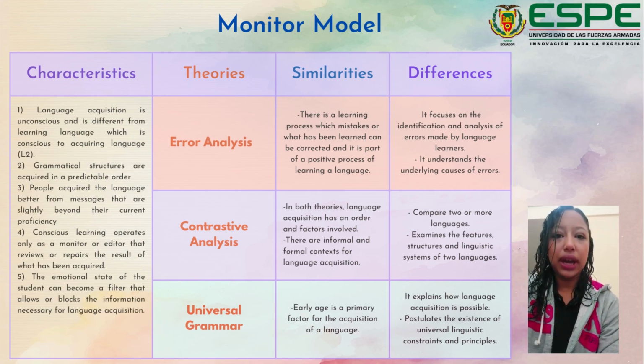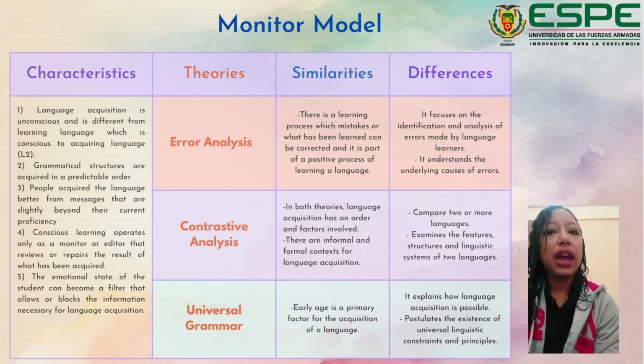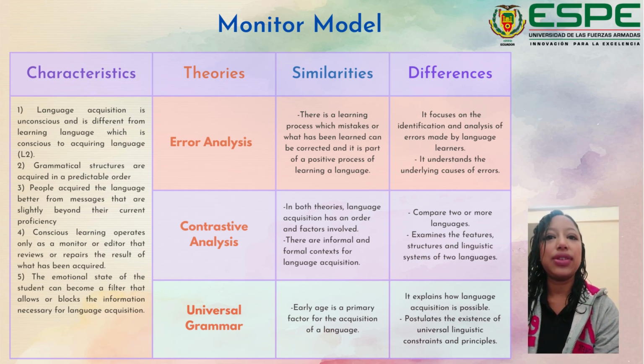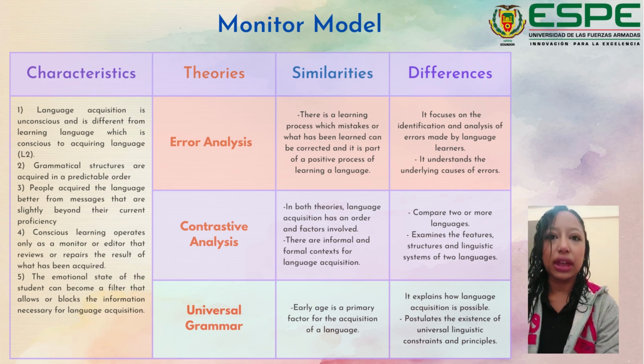On the other hand, we have the differences. Error analysis focuses on the identification and analysis of errors made by language learners, and on understanding the causes of errors. Contrastive analysis examines the features, structures, and linguistic systems of two languages. And universal grammar explains how language acquisition is possible, and postulates the existence of universal linguistic constraints and principles.